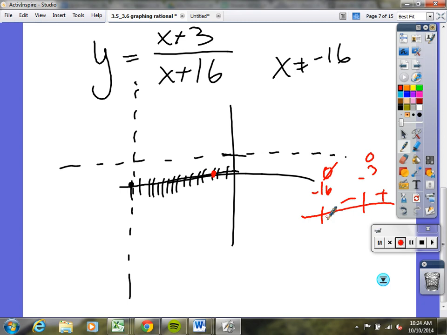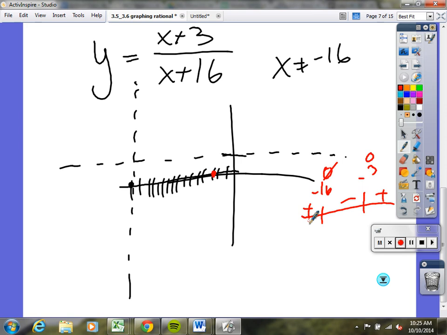Negative 20. Okay? So when I plug that into Cole, what's negative 20 plus 3? Just tell me positive or negative. Does everybody understand where I'm getting the positive and negatives from? Just plugging it in. I don't care about the number. That's negative 17, but I don't care about the number. It's negative. What's negative 20 plus 16? What's a negative over a negative? Okay, it's a positive. Okay?